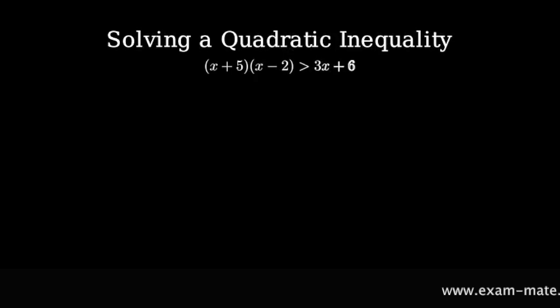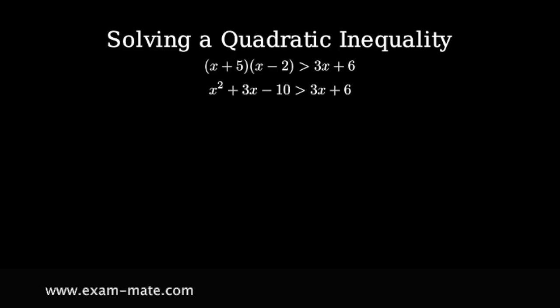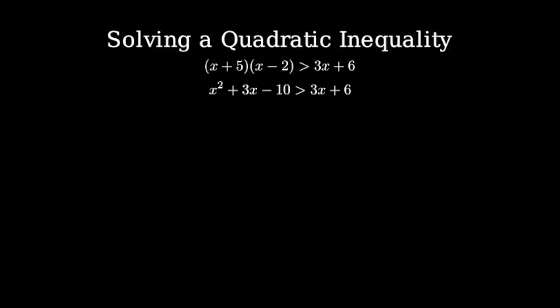In this video, we'll solve the inequality (x + 5)(x − 2) > 3x + 6. First, let's expand the left side of the inequality. We multiply the binomials using the FOIL method: first terms, outer terms, inner terms, and last terms. x times x is x². x times −2 is −2x. 5 times x is positive 5x. And 5 times −2 is −10. Combining the middle terms, −2x + 5x gives positive 3x. So, the left side expands to x² + 3x − 10.